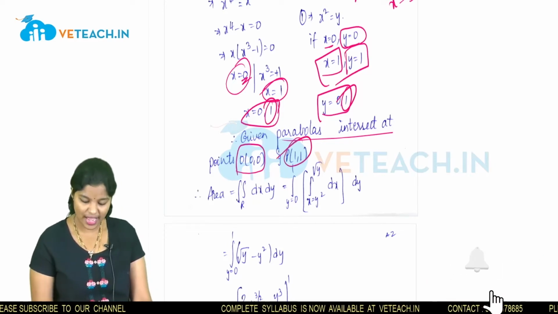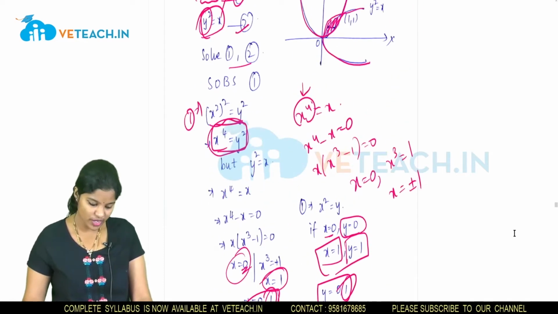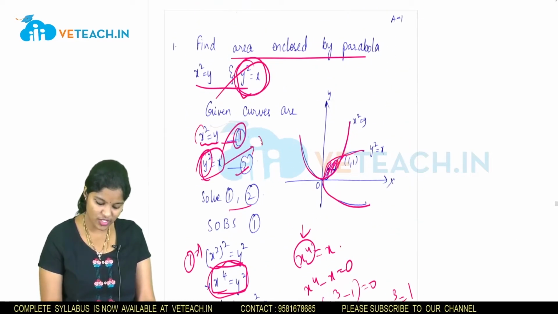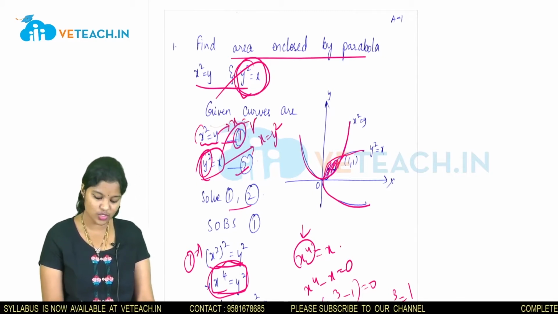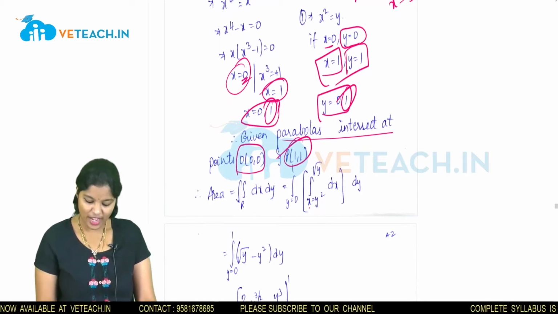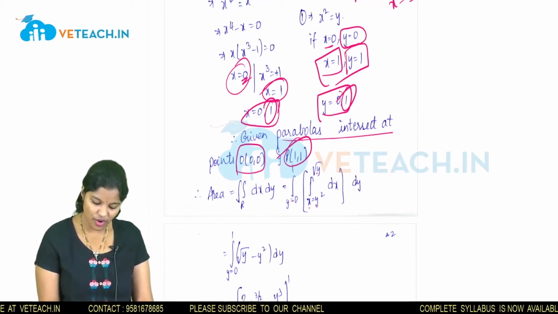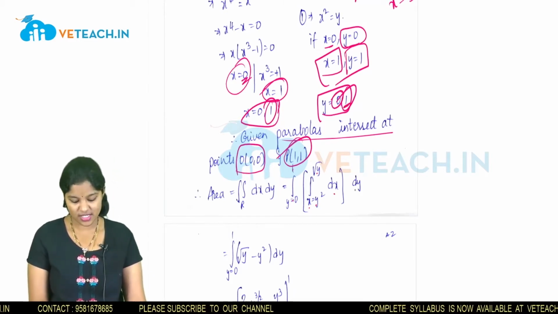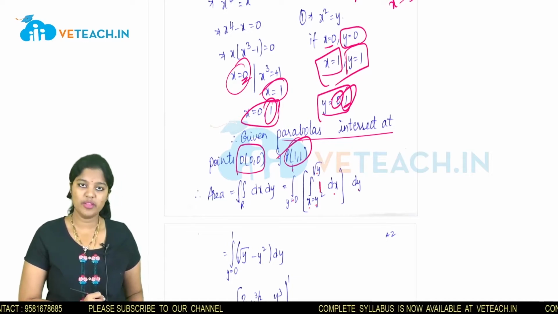So the limits will be, as it is a double integration, x ranges from y square to... See here in the question, from the equation x equals y square, and from the other equation we will get x equals root y. So x ranges from y square to root y, and y ranges from, as we found out here, 0 to 1. So y ranges from 0 to 1, dx dy. Now what is the value here? Nothing, so that means simply 1.